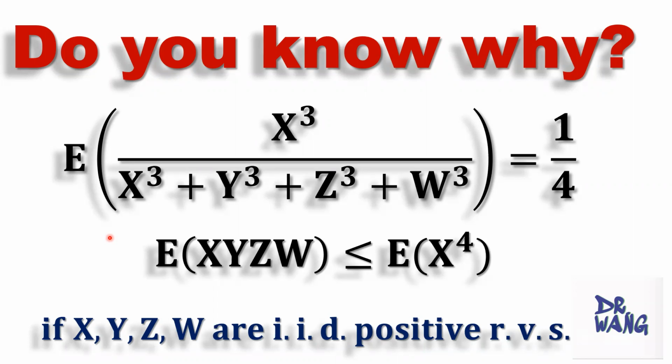Do you know why the following two results are true? Can you derive them? Here, X, Y, Z, W are independent and identically distributed positive random variables.